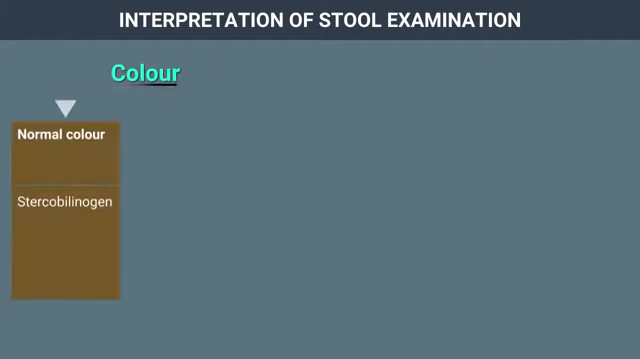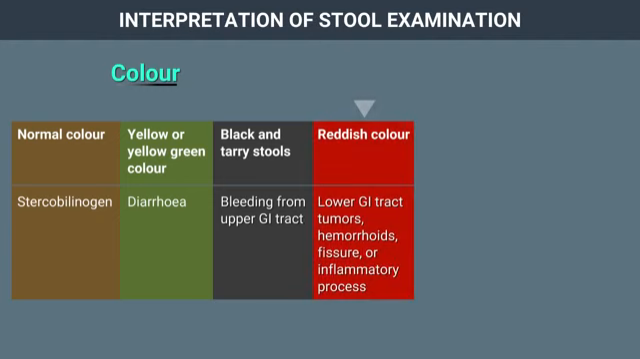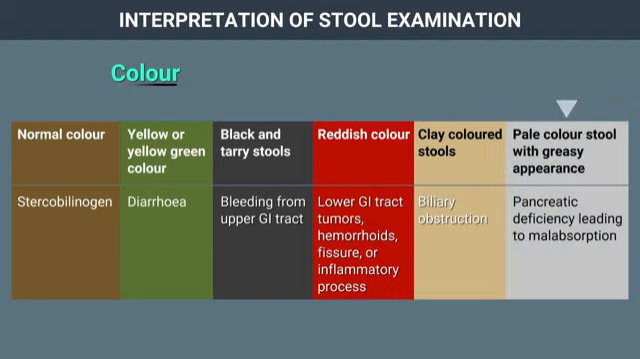Color. Normal color of the stool is due to presence of stercobilinogen. Yellow-green color is seen in diarrhea. Black and tarry stools may be seen due to bleeding from upper gastrointestinal tract. Reddish color is seen in case of lower GI tract tumors, hemorrhoids, fissure or inflammatory process. Clay-colored stools are due to biliary obstruction. Pale-colored stools with greasy appearance are due to pancreatic deficiency leading to malabsorption.